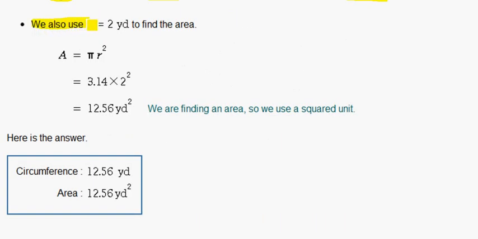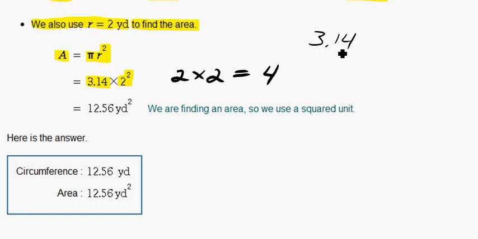We also use the radius equals 2 yards to find the area. So the area is pi times r squared. So remember, we're using 3.14 for pi, and the radius is 2. So 2 squared is 2 times 2, which equals 4. Then we can take 3.14 times 4. 4 times 4 is 16. 4 times 1 is 4, plus 1 is 5.